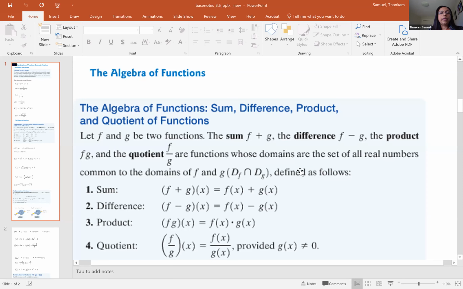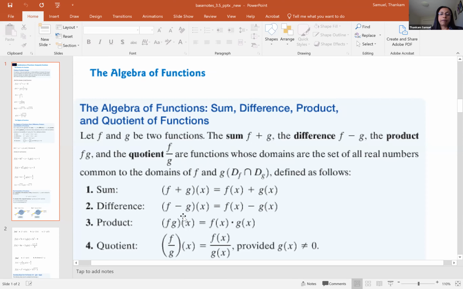Hello, today we are going to learn the algebra of functions. So let's look at the definition first. The algebra of functions: sum, difference, product, and quotient of functions. So let's consider two functions f and g. The sum f plus g of x equals f of x plus g of x.